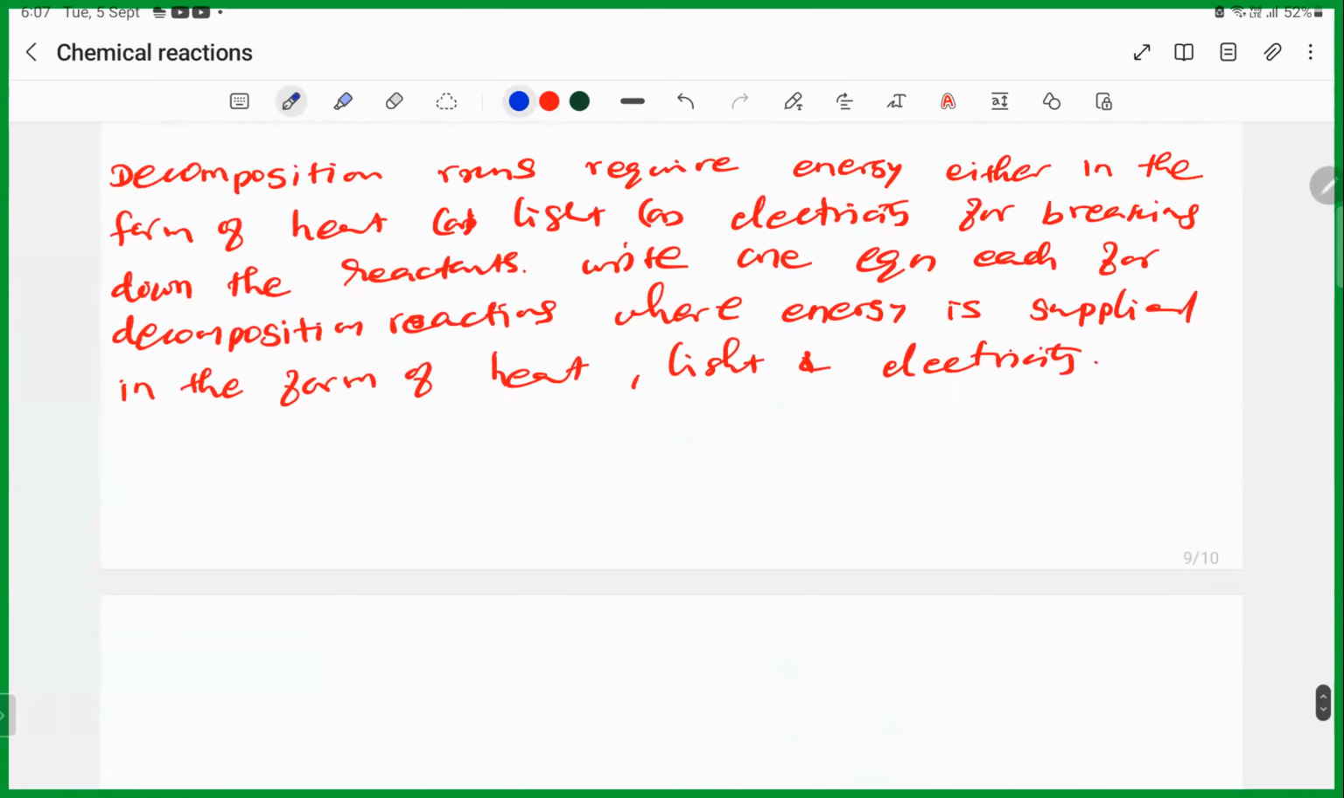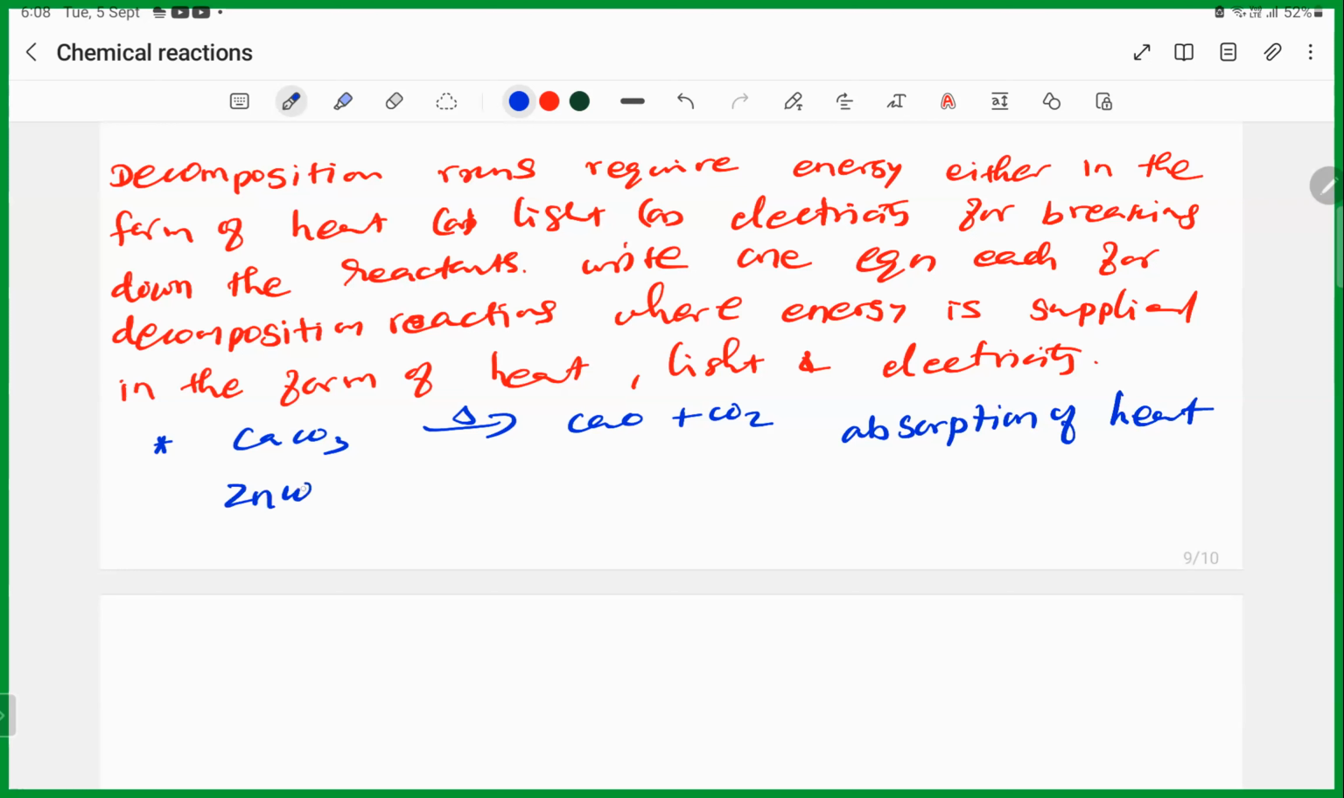Sir, for heat, when calcium carbonate is heated, it gives calcium oxide plus carbon dioxide. Good. So the decomposition reaction involves absorption of heat. Ilina, zinc carbonate, when it reacts, it will give zinc oxide plus carbon dioxide. Both are. அடுத்த light.